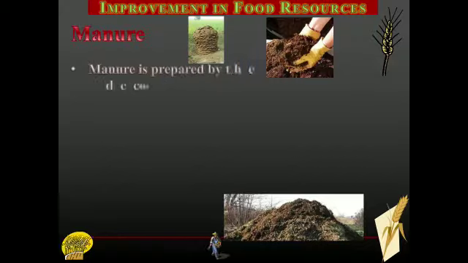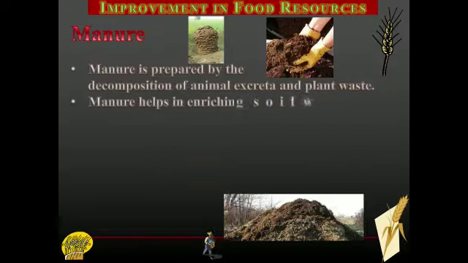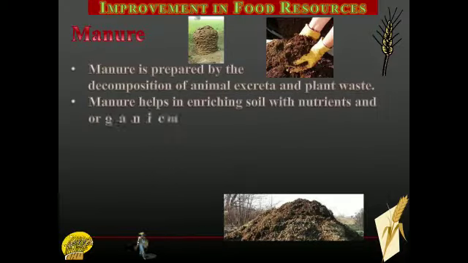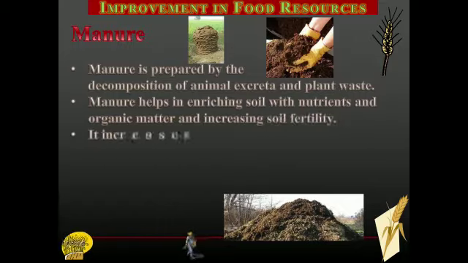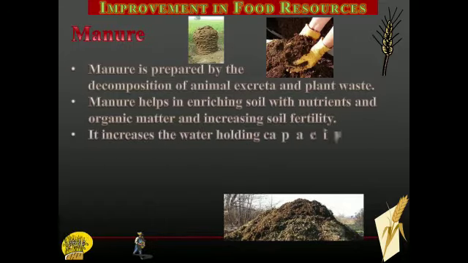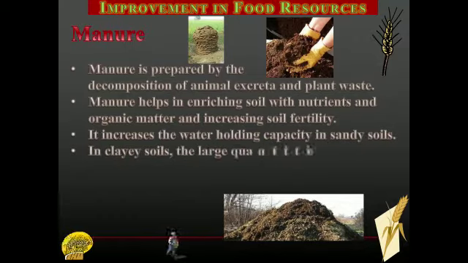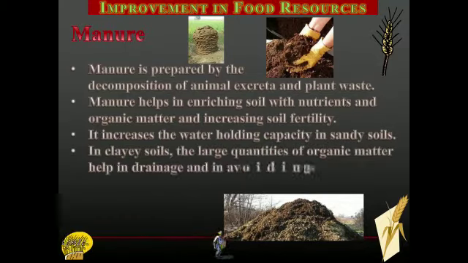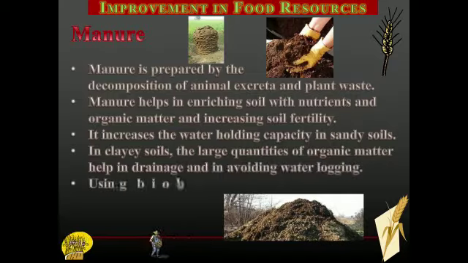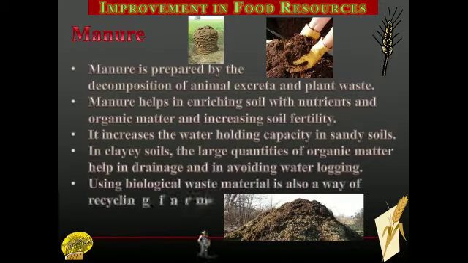Manure is prepared by decomposition of animal excreta and plant waste. Manure helps in enriching soil with nutrients and organic matter and increasing soil fertility. It increases the water holding capacity in sandy soil. In clay soils, the large quantity of organic matter helps in drainage and in avoiding waterlogging. Using biological material is also a way of recycling farm waste.